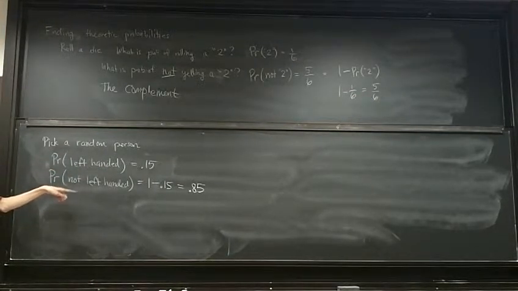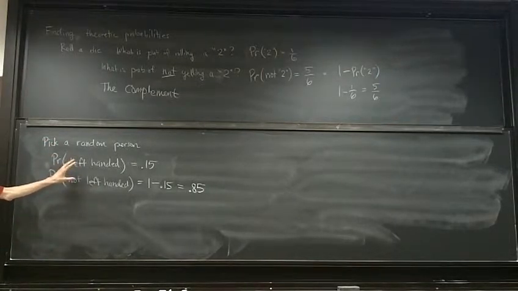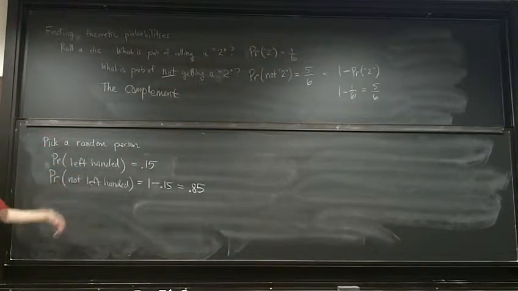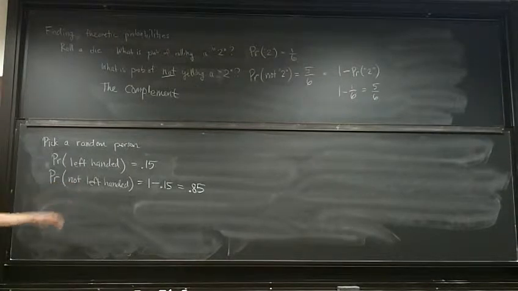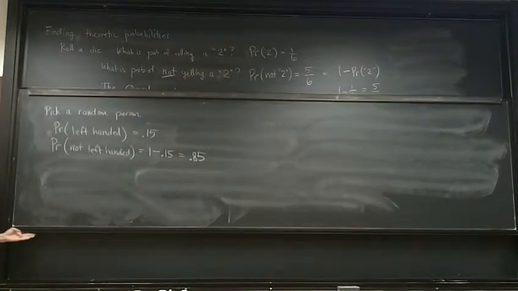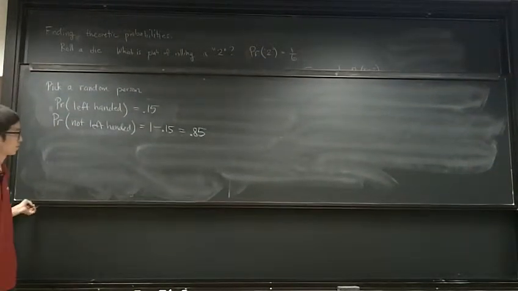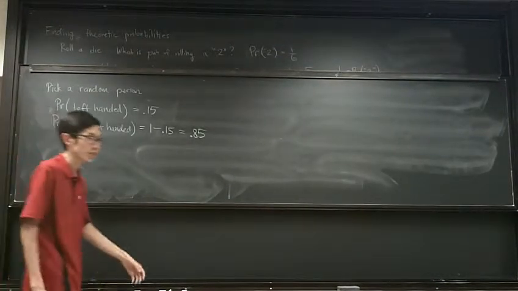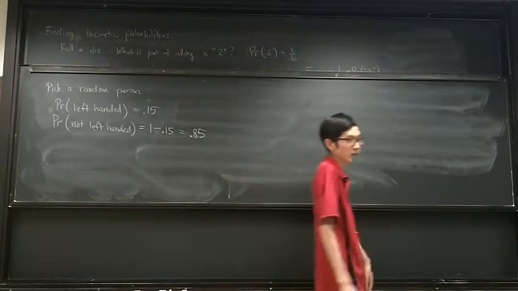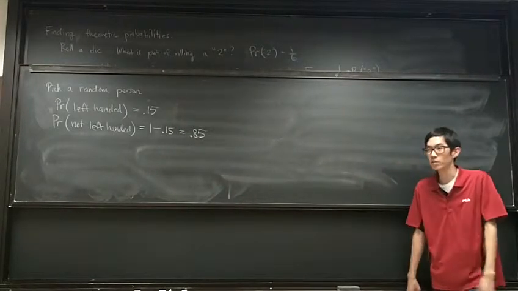So this covers all possibilities. The question is whether we consider ambidextrous to be left-handed or not left-handed. I would say an ambidextrous person is not a left-handed person, right? If someone's ambidextrous, you wouldn't say that person's left-handed. You'd say they're ambidextrous.